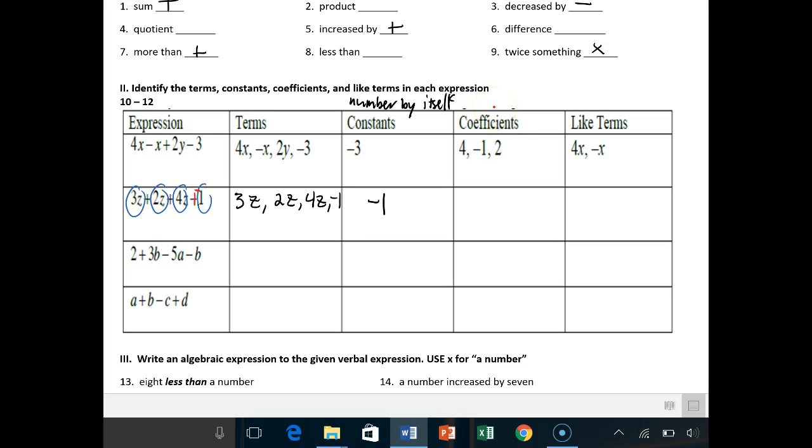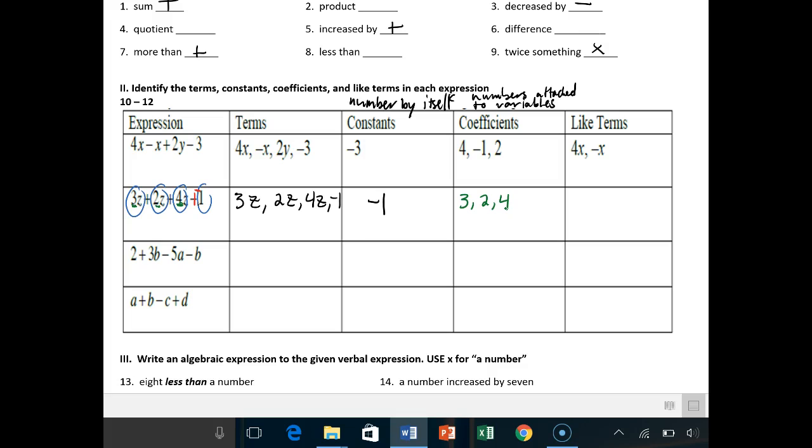Coefficients. Coefficients are numbers attached to variables. And by the word attached, I mean they are factors. They're a product, so they're multiplying. Like 3z means 3 times z. So the coefficients are any numbers here that are attached to variables. So I got a 3 attached to a variable, a 2 attached to a variable, and a 4 attached to a variable. This is not attached to anything. That's a constant. So my coefficients are 3, 2, and 4.